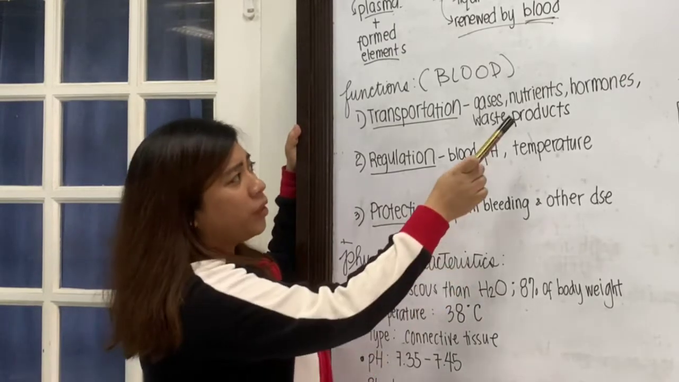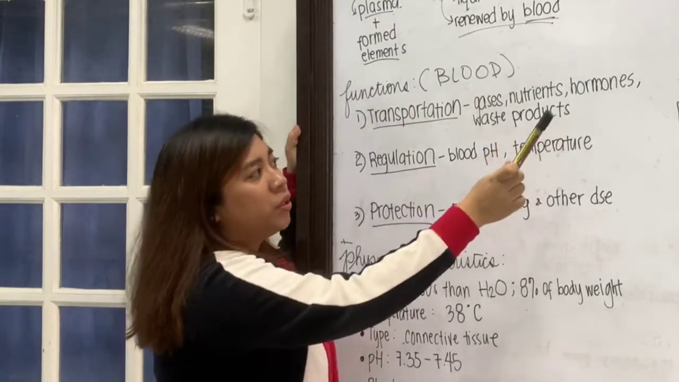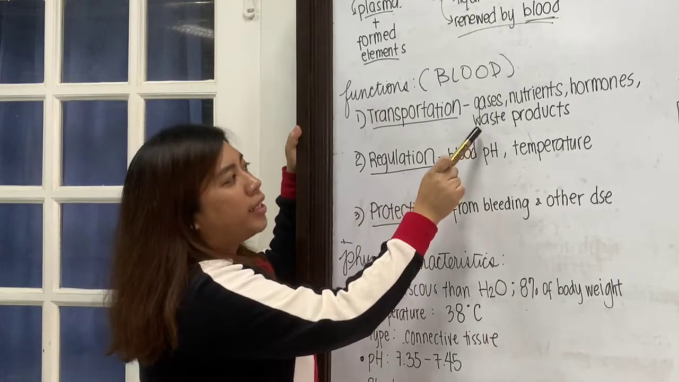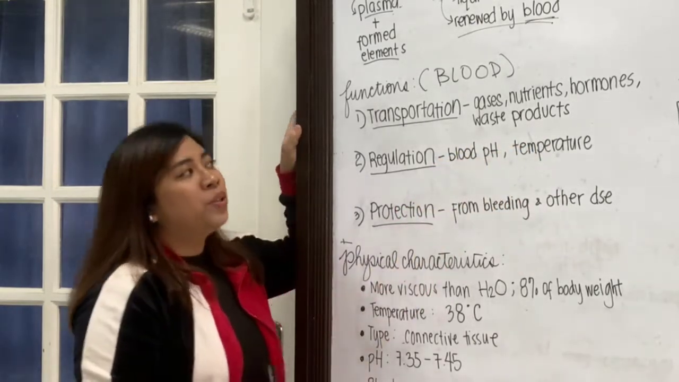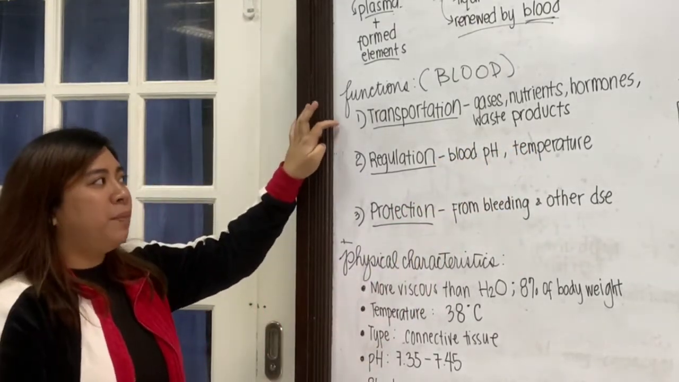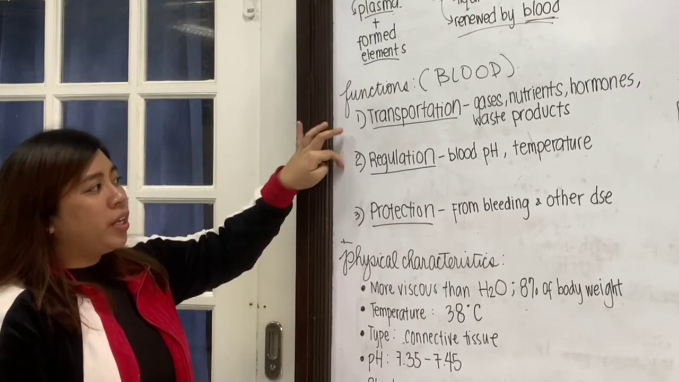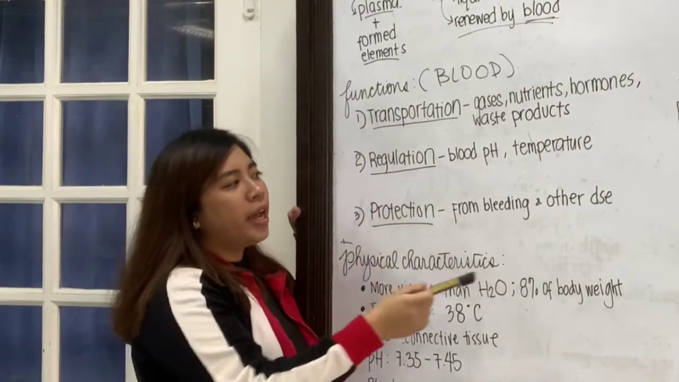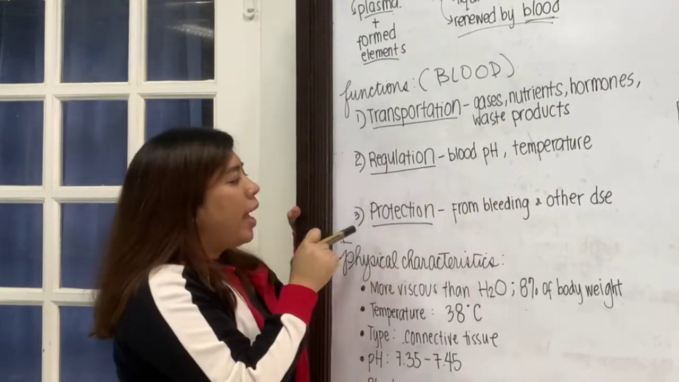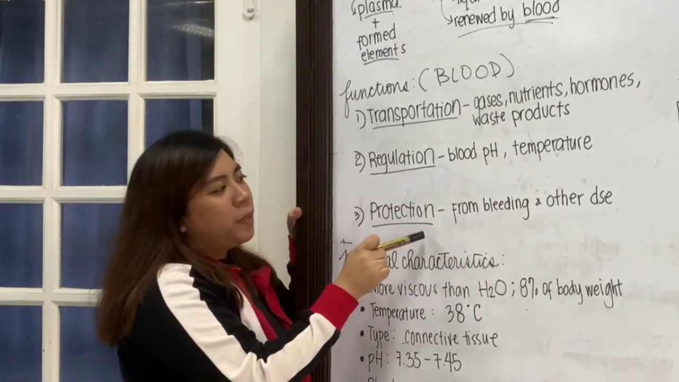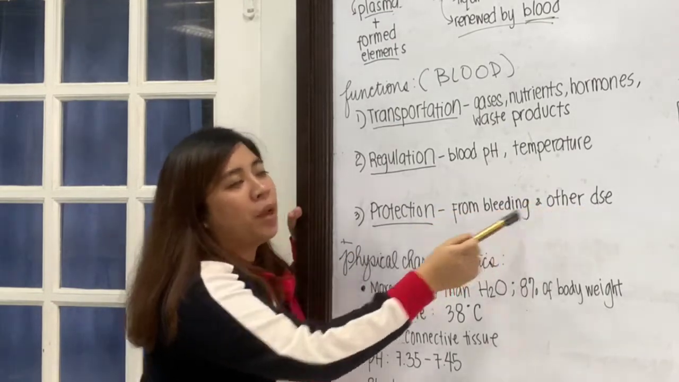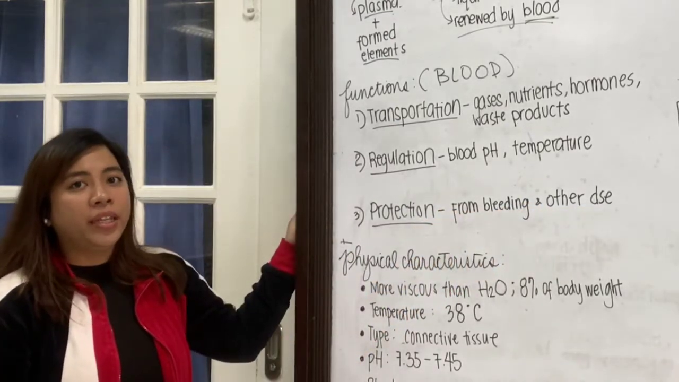What else? You also have your hormones, which will be further discussed in your endocrine system, and also transport of waste products. So blood transports many things. The next function is regulation, so regulation of blood pH or the acidity of blood as well as your temperature. And lastly, protection, specifically protection from bleeding and other diseases. So this is talking about your immune responses already.